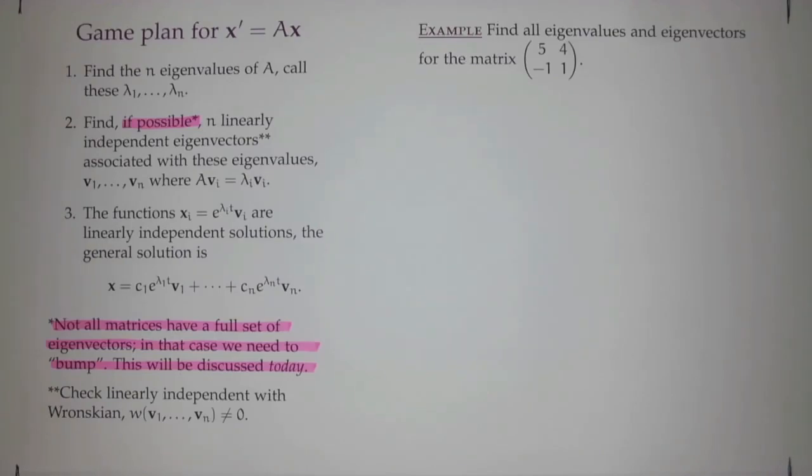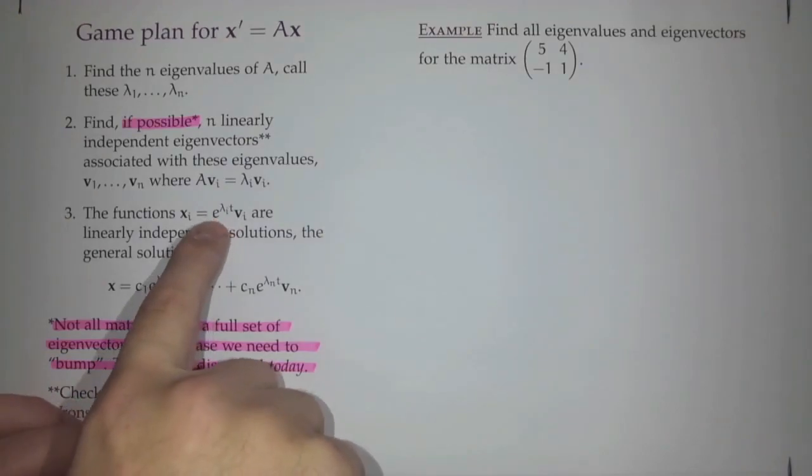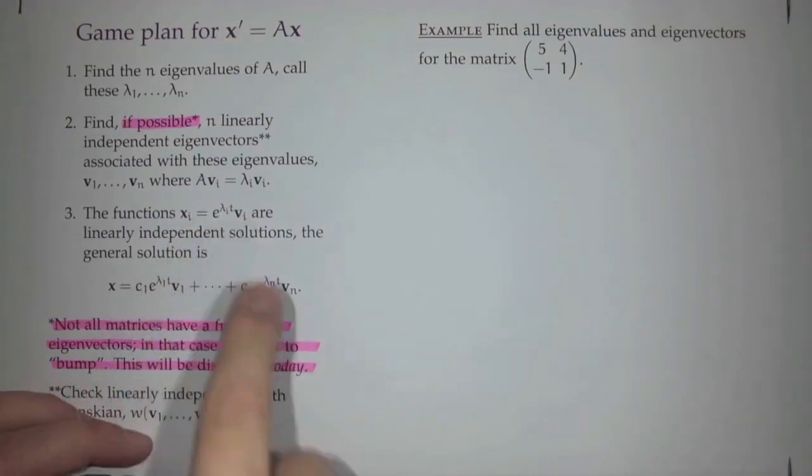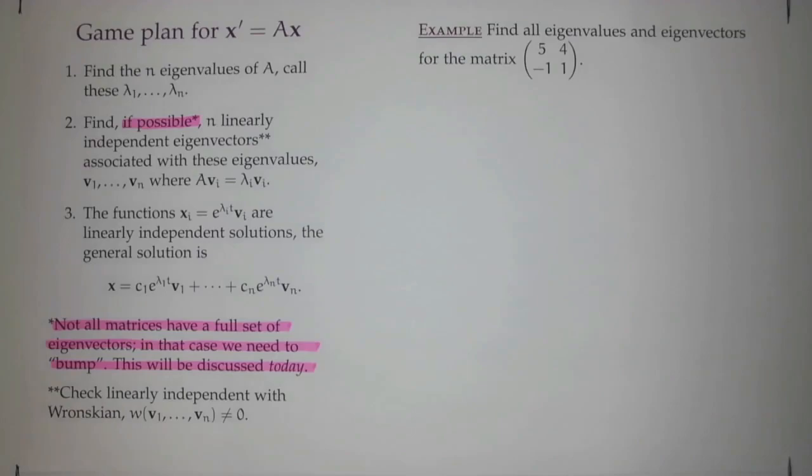Step two says, okay, find, if you can, in other words, if it's possible, n linearly independent eigenvectors. And once you've found those, you can make solutions by e to the eigenvalue t times eigenvector. So in some sense we said, okay, this is great. It all comes down to finding these things called eigenvalues, eigenvectors, and life is good.